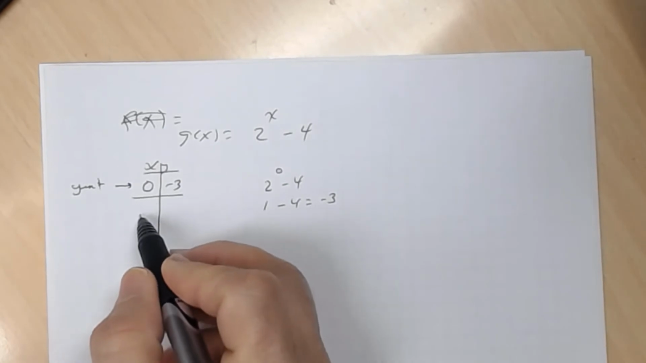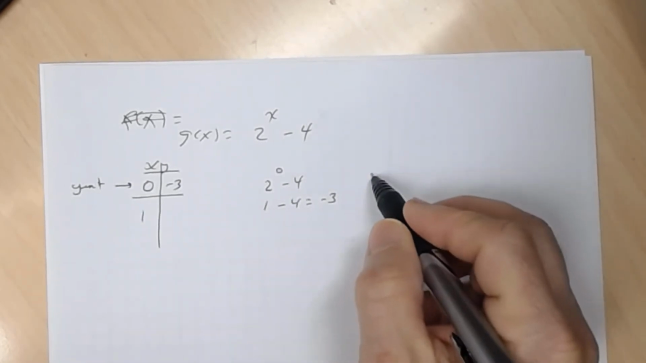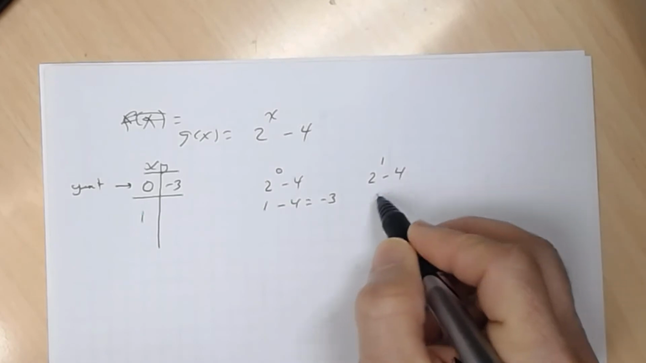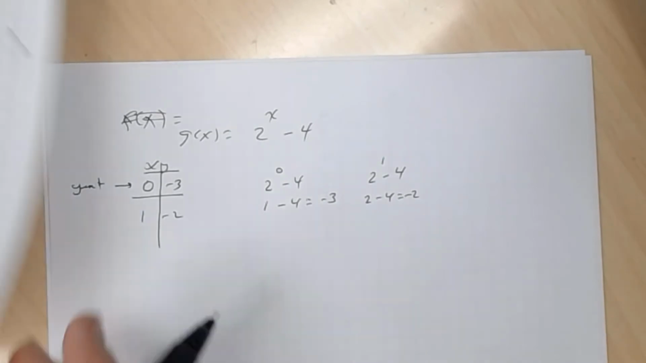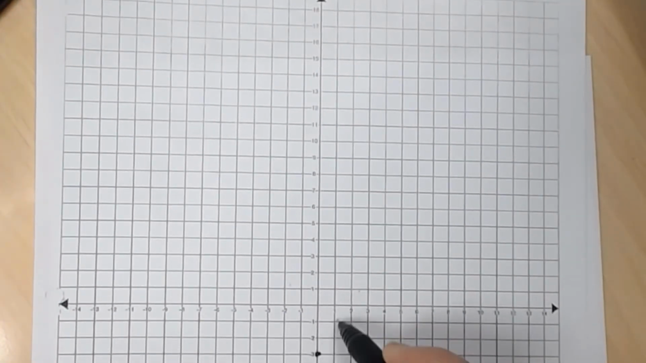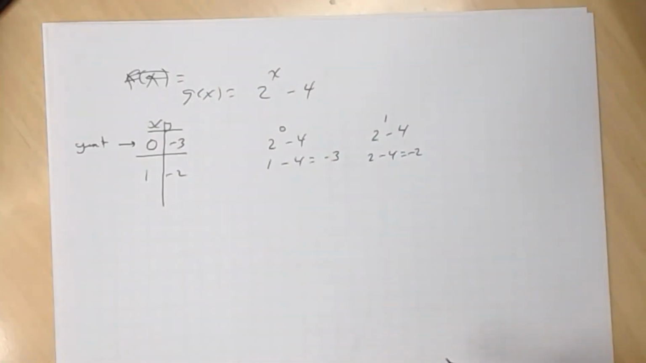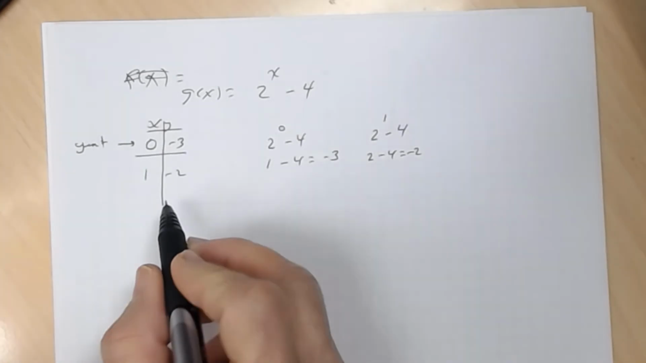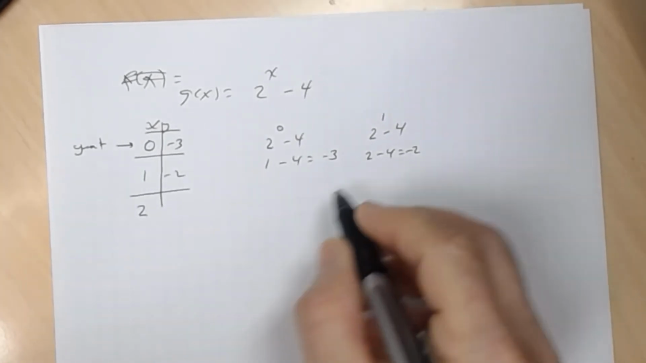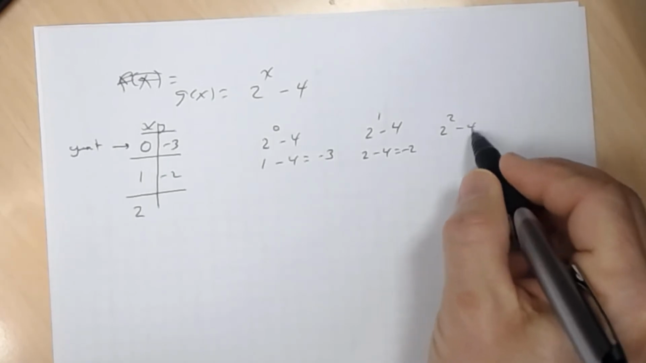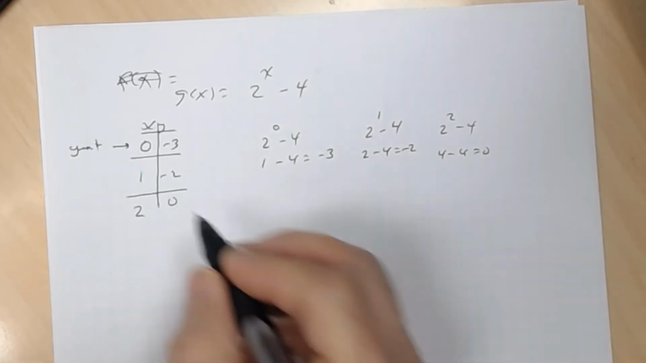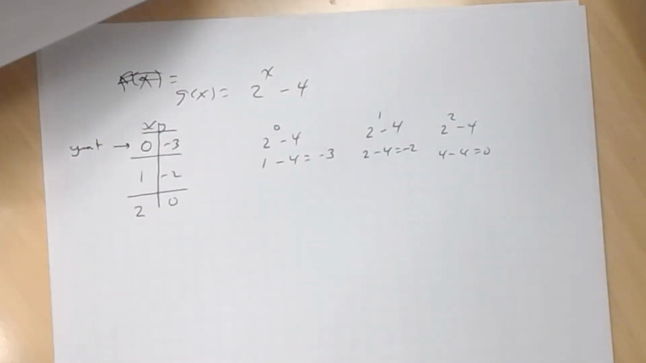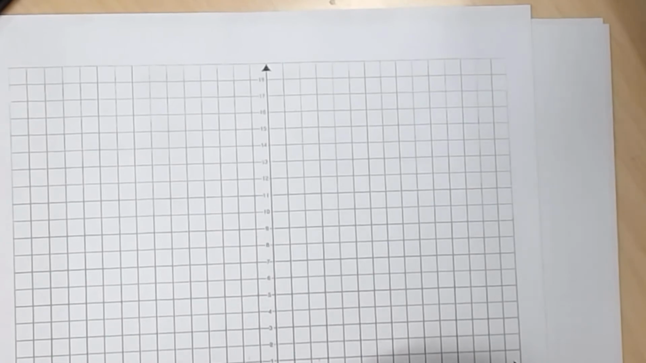If x is, let's say, 1, I get 2 to the first power minus 4. 2 minus 4 is negative 2. So I'm going to plot the point (1, -2), right here. If x is, let's say, 2, I get 2 squared minus 4. 4 minus 4 is 0. So I'm going to plot the point (2, 0). Now in this case, I do have an x-intercept.